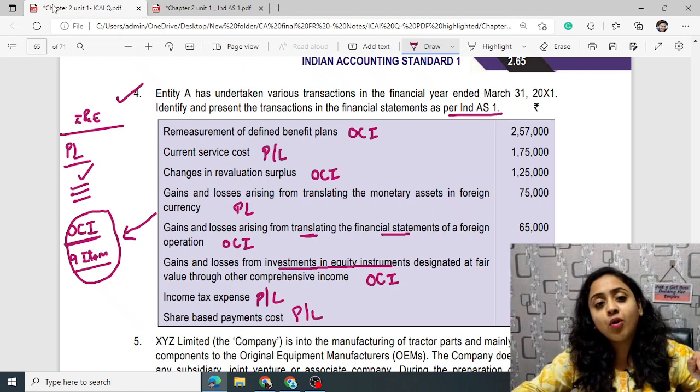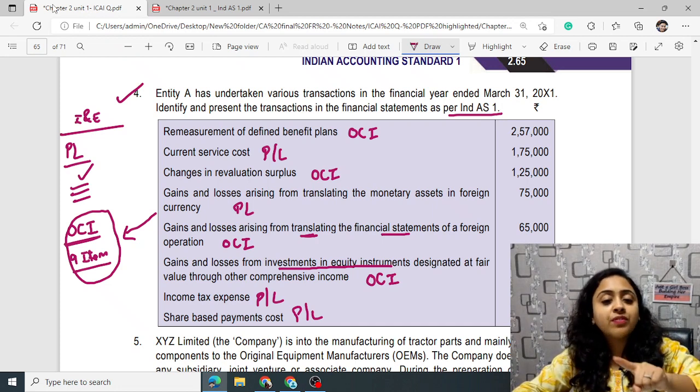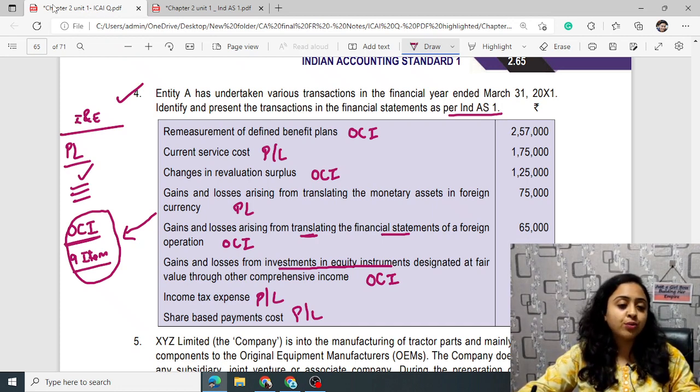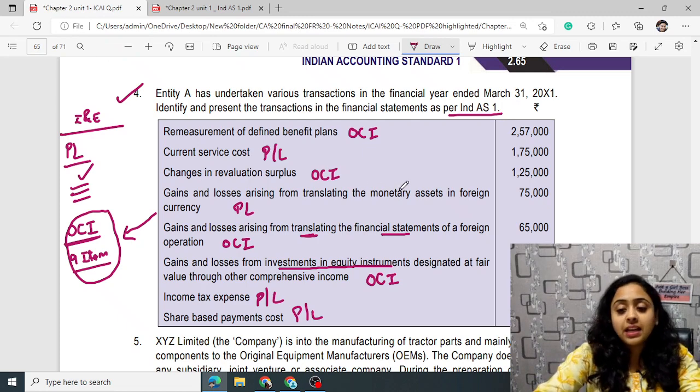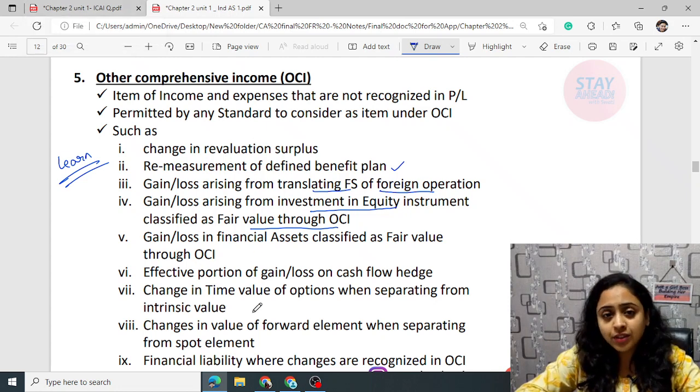You have to club all the P&L part under P&L and then put another heading OCI and then club all the figures of OCI under the OCI head. Okay, so this is how you have to do the question. Fourth one, if you have learned this list, then the question is very easy. And these all items, just you have to learn this right now for the exam purpose.